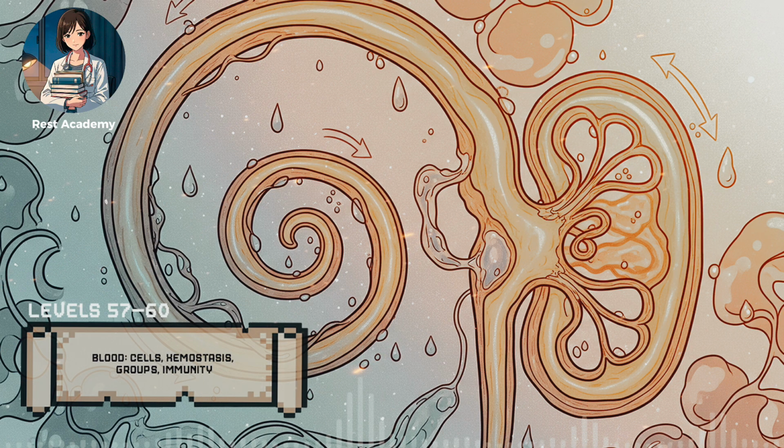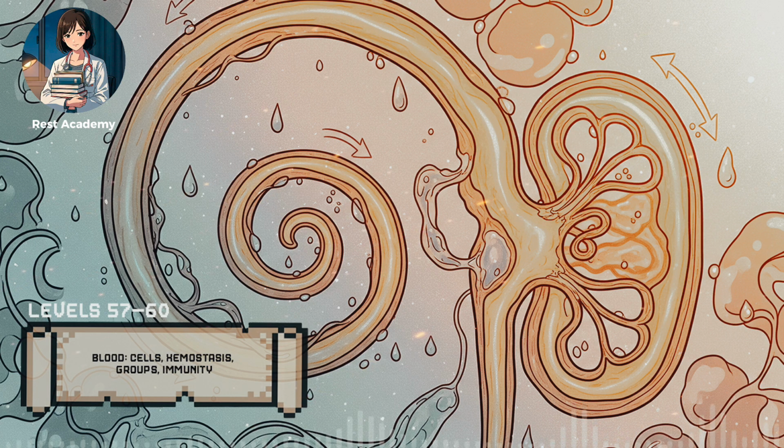Lifespan averages 120 days. Aged cells are removed by macrophages in the spleen, liver, and bone marrow. Iron is recycled, globin chains broken down, and heme converted to bilirubin. Disruption of erythrocyte production or survival leads to anemia, fatigue, pallor, and reduced oxygen delivery.